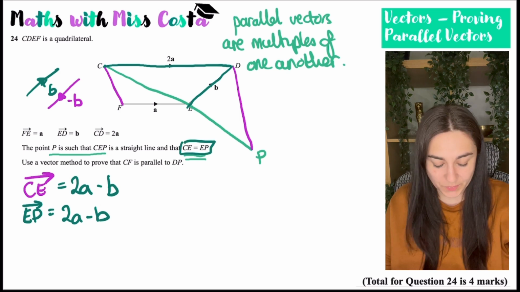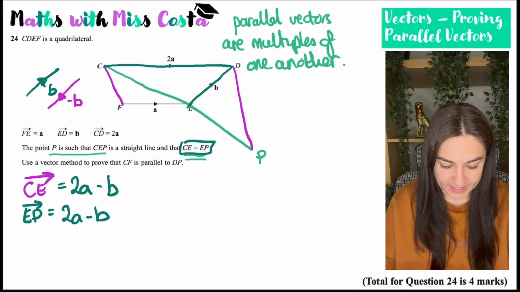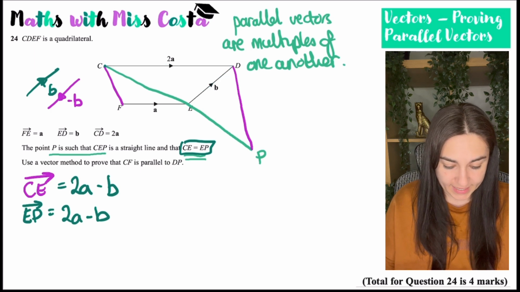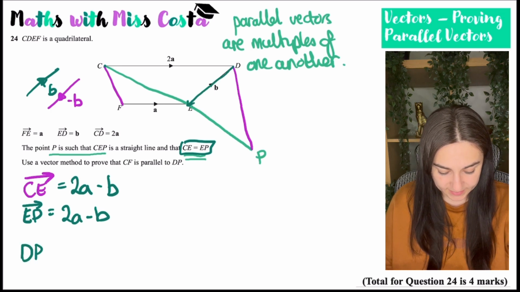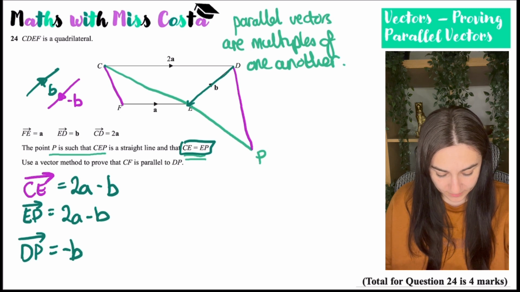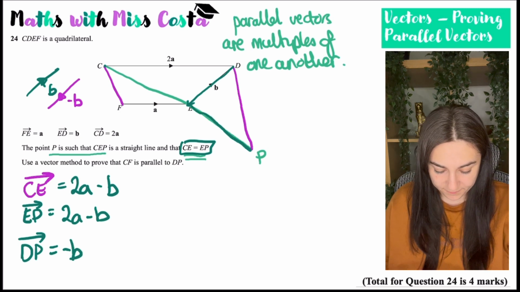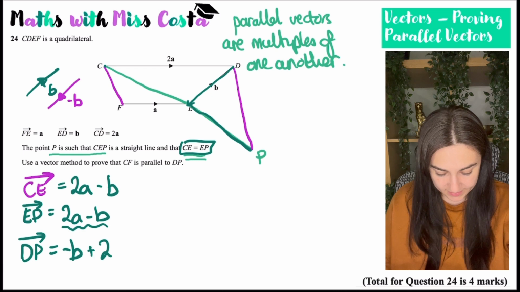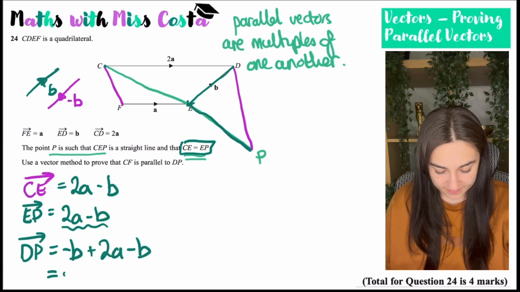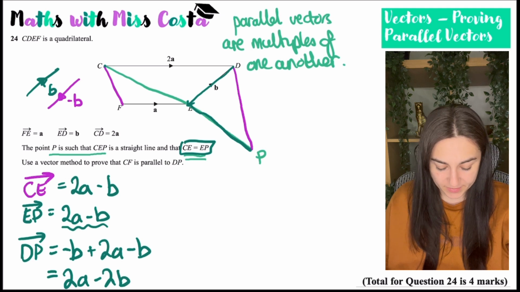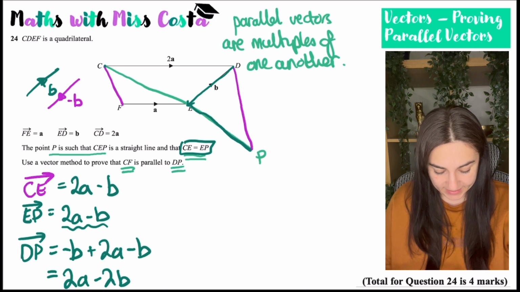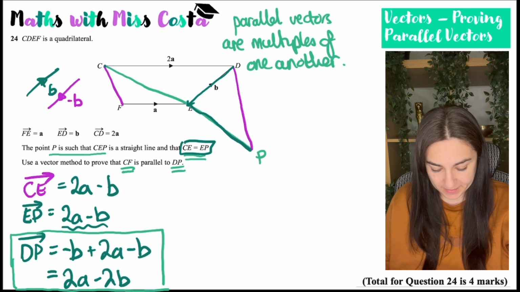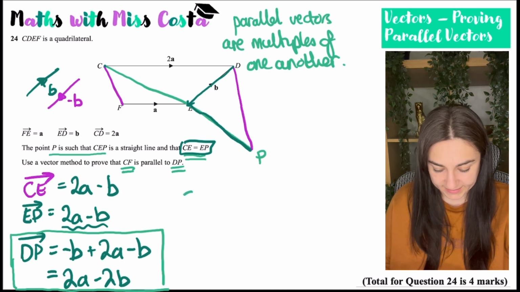Now I need to figure out what DP is. So let's just get rid of these lines here. So how can I get from D to P? Well, I can go along here, which is -b, and then along here, and I figured out that I know that EP is 2a minus b. So let's simplify that. That gives me 2a minus 2b. Now let's have a look at the vector CF because I'm trying to look at the vector CF and DP. So I've got DP over here. I know DP can be written as 2a minus 2b. And now I just need to figure out how I can write the vector CF.